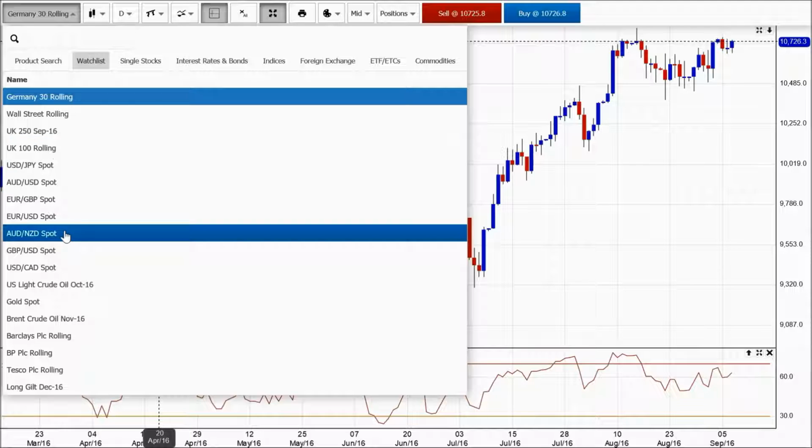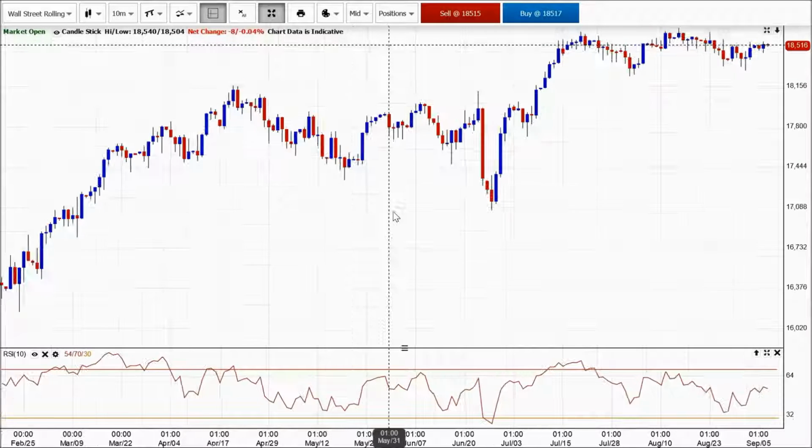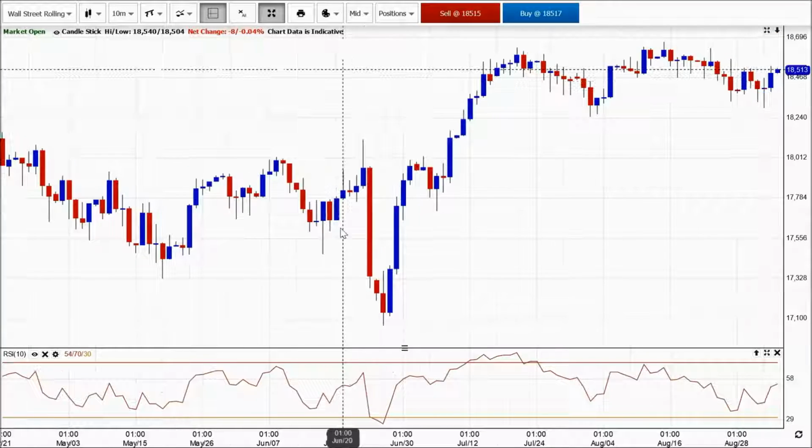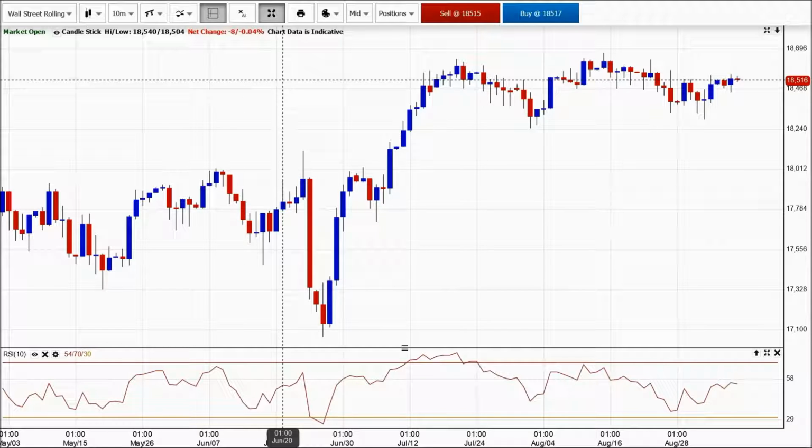And if we look at the Dow, where's the Dow on my charts? Let's bring that one up. There we go. You can see it's pretty boring. The Dow. So we're stuck in this range. We're stuck in this sideways range.